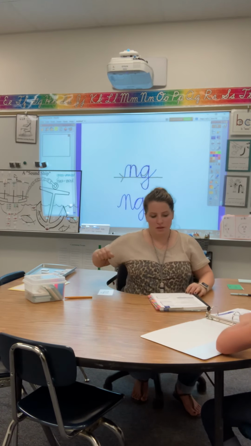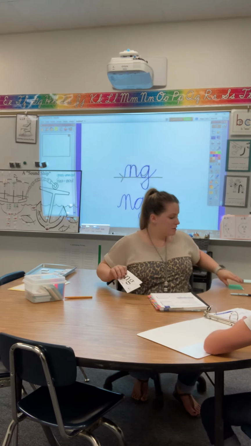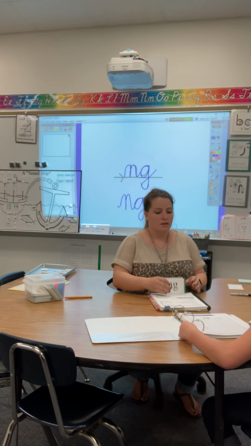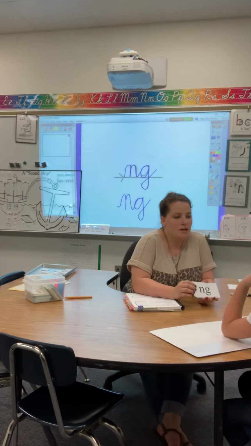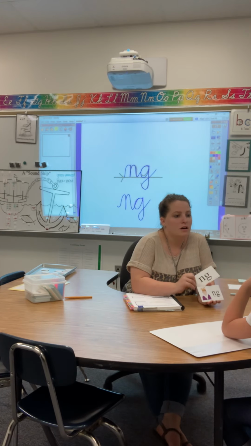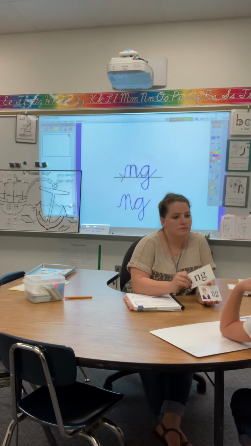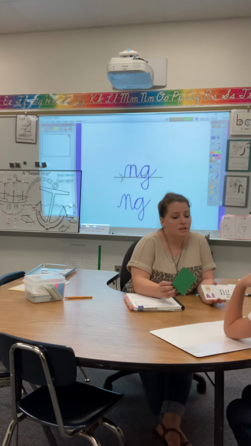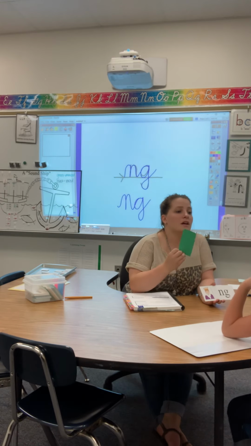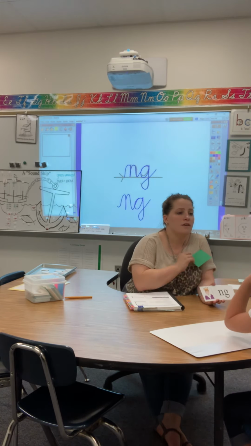Pencil down. So, I am going to give you the letter name, and you're going to give me the keyword and sound. So it's going to sound like diagraph NG, king. Ready? Diagraph NG. Good job. I'm going to give you the sound. You're going to give me the keyword and letter name. So it's going to sound like king, diagraph NG.